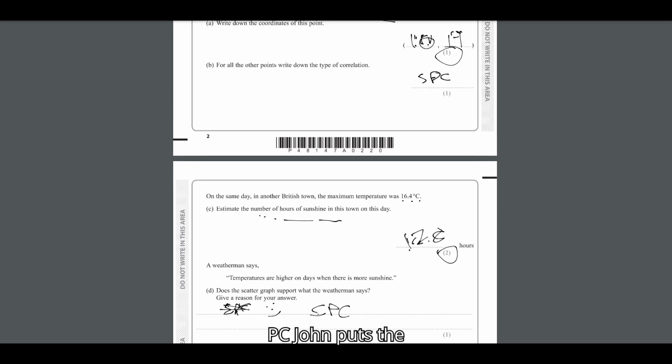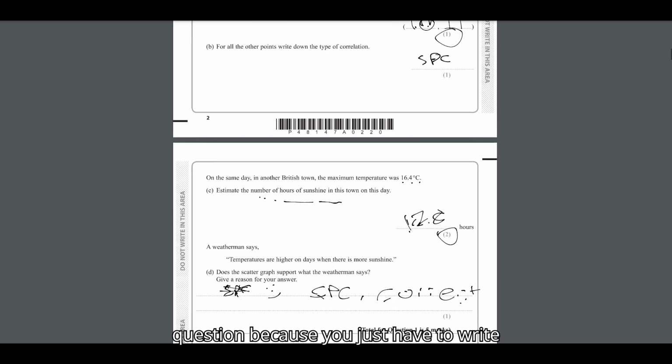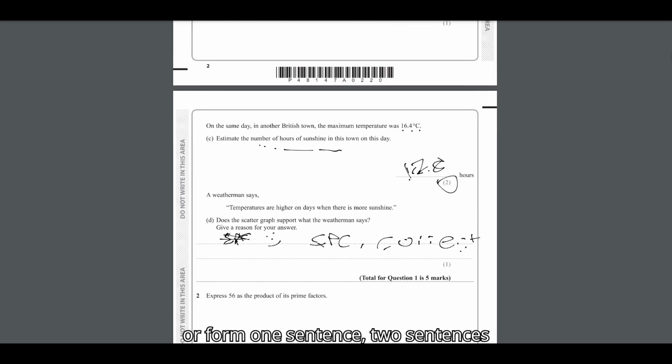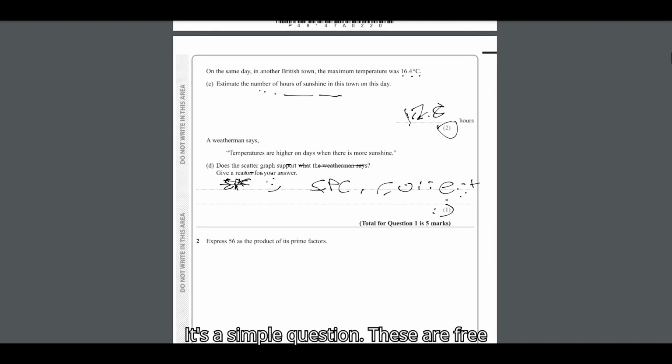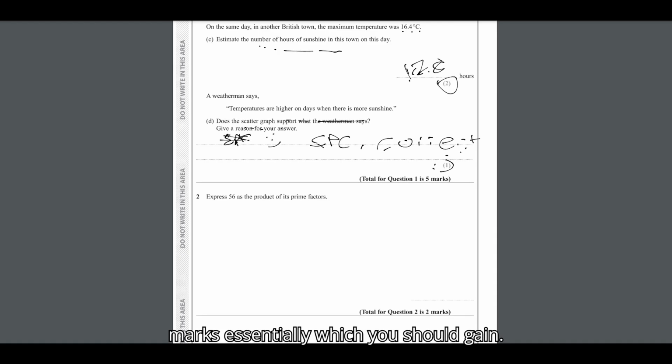SPC, strong positive correlation, and he is correct. That's all I'm going to write for that question, because you just have to write one sentence, 2 sentences actually, showing whether the claim is correct and the reason for the answer. It's a simple question. These are 3 marks essentially, which you should gain.